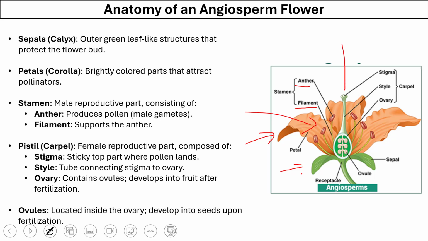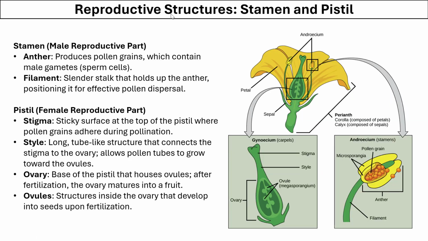Then they have the female part called the pistil or carpel. The carpel has three main parts: stigma, style, and ovary. Stigma is the top sticky part where pollen comes and gets stuck. Style is the tube present between the stigma and ovary. The ovary contains ovules, which develop into seeds after fertilization, while the ovary develops into the fruit.